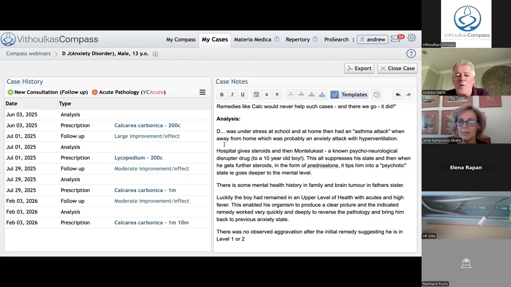Really, I believe the child needed Calcarea from the beginning. Because when he went away from home, he had an anxiety attack. That was all it was. If you'd had Calcarea then, none of this would have happened.